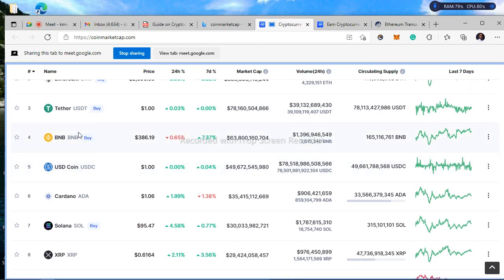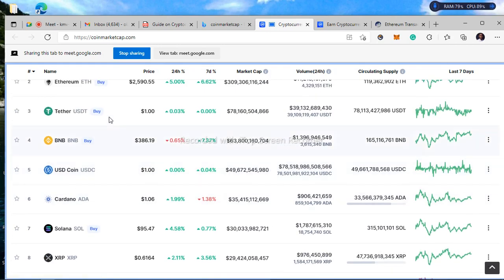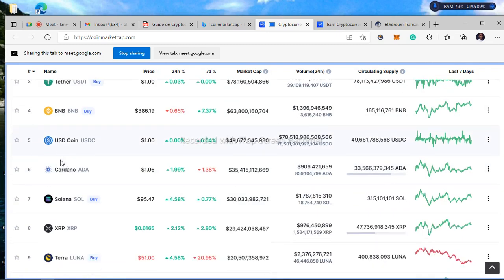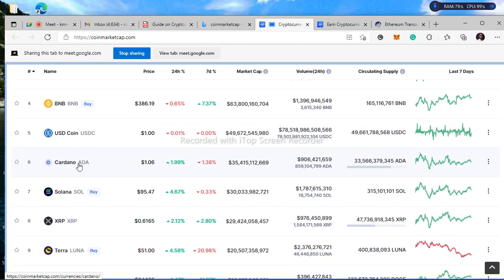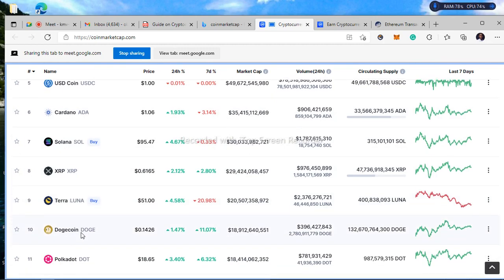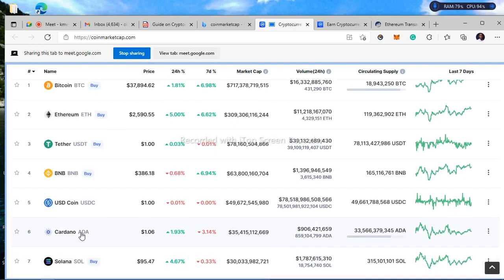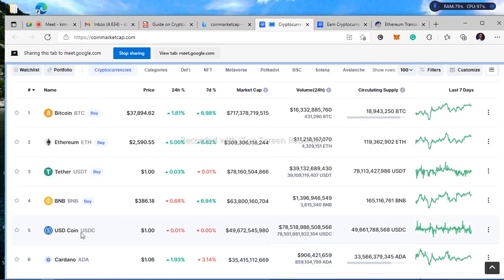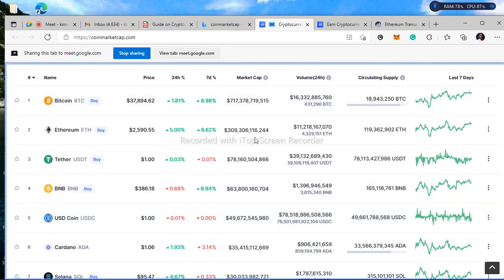We have BNB, which is owned by Binance Smart Chain. We also have USDC, which is also a stable coin, so the price does not go beyond $1. So we have Cardano, which is sixth. This is not a stable coin, it's a cryptocurrency. We have Solana, number 7, Ripple, number 8, Luna, number 9, and we have Dogecoin, which is number 10.